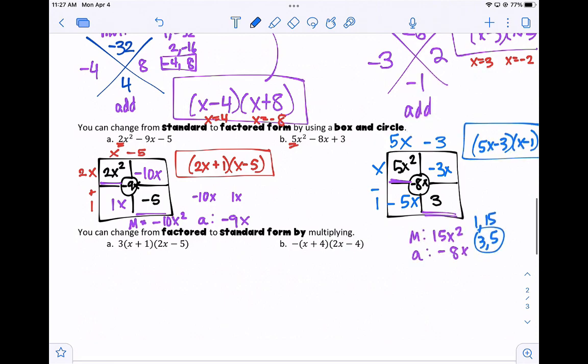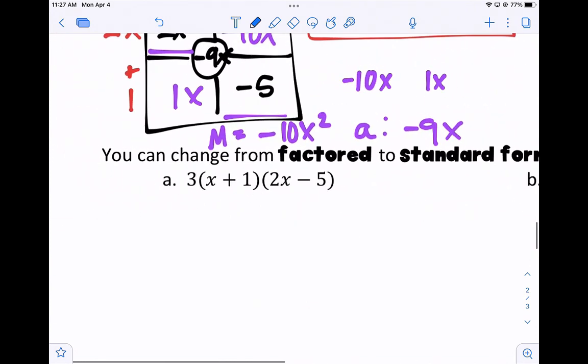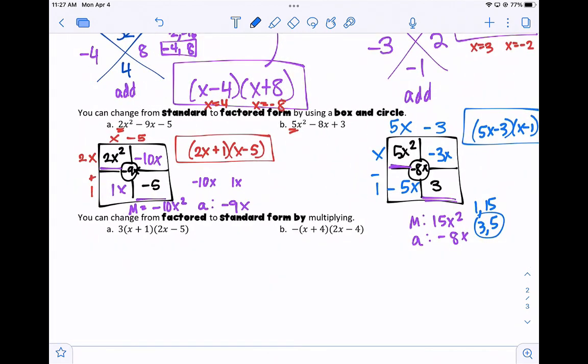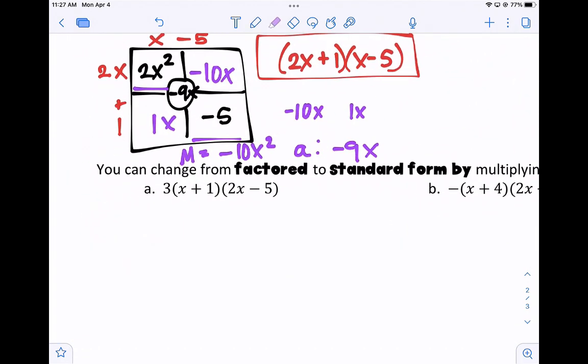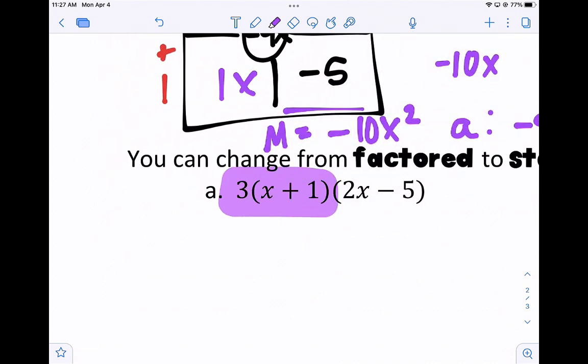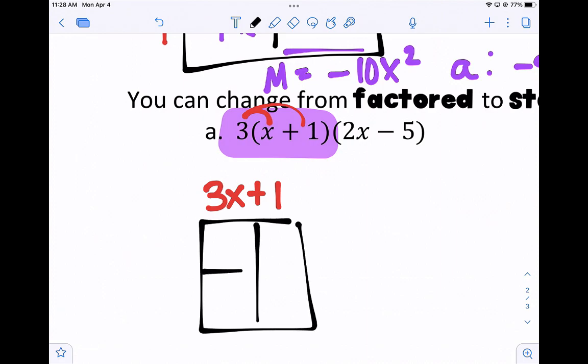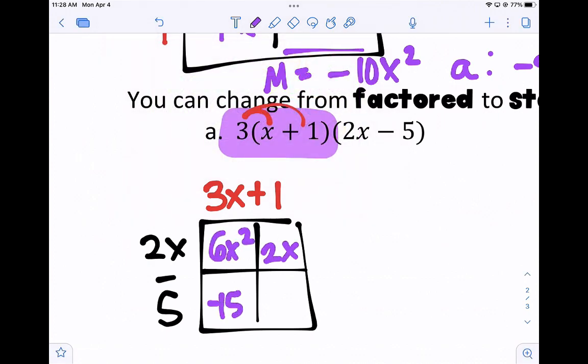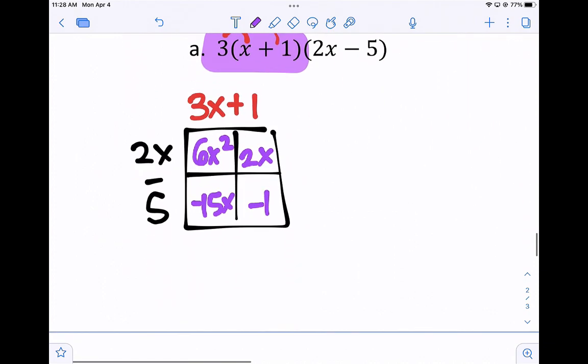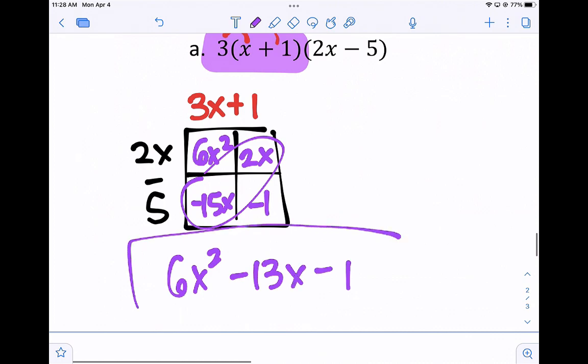Okay. And then the last thing is, if it's in factored form, how can you change it to standard form, which is multiplying it out? And you just pick any two to multiply together first. So I'm just going to multiply these two together first. And we'll get 3x plus 1. And then we'll take that answer and multiply by the last thing, the 2x minus 5, and get the inside. So we'll get 6x squared, 2x, negative 15x, negative 1. And then we'll combine like terms. So that'll be negative 13x minus 1.